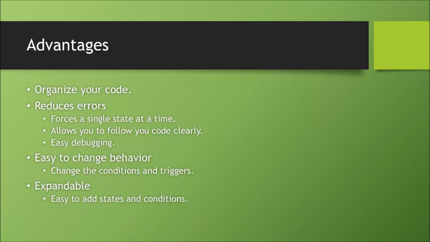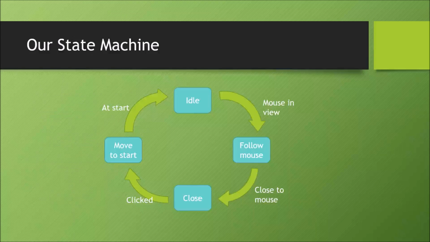It allows you to follow your code clearly, and it's easy to debug, as you can actually see what state your current AI is in, and you can tell which part of the code is failing. It's really easy to change the behavior of a finite state machine because you can always add conditions and triggers, and it's really expandable as well. You can, again, add as many states and conditions as you want.